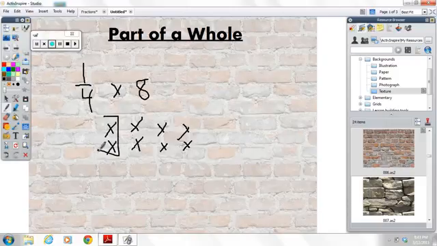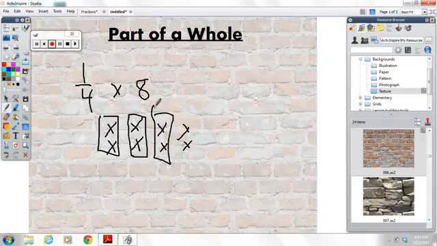This group right here stands for 1/4. This is another fourth of 8, that's 2/4. This is 3/4 and 4/4 of 8. So the question here, what's 1/4 of 8? Well, 1/4 of 8, we can see right here, is equal to 2.